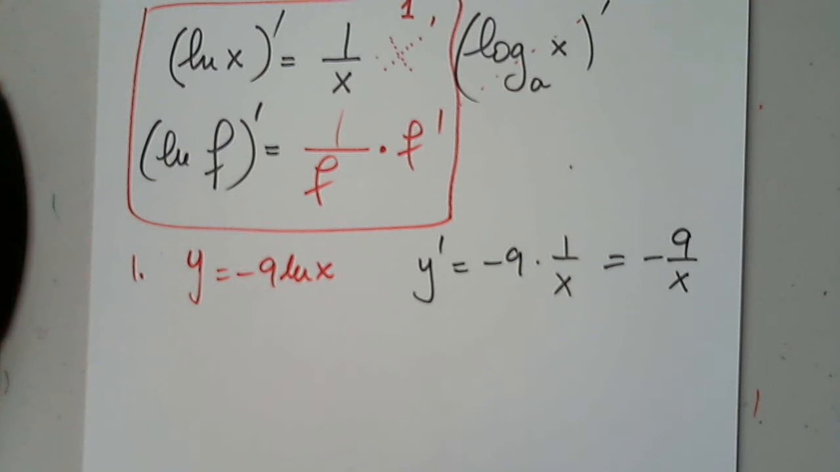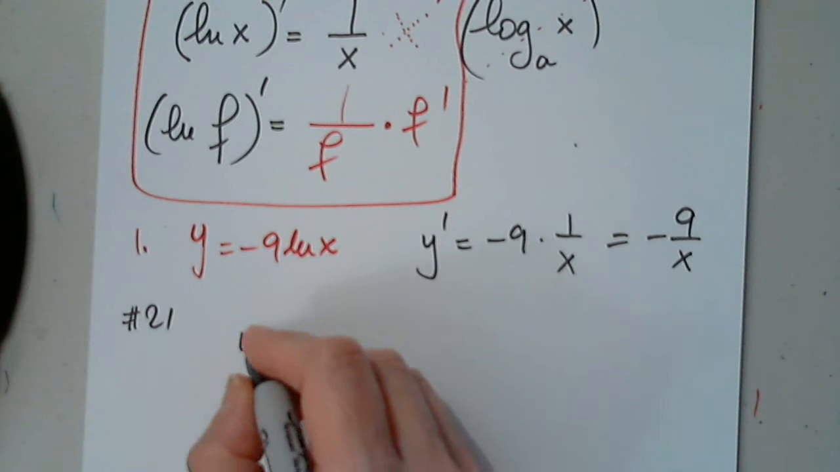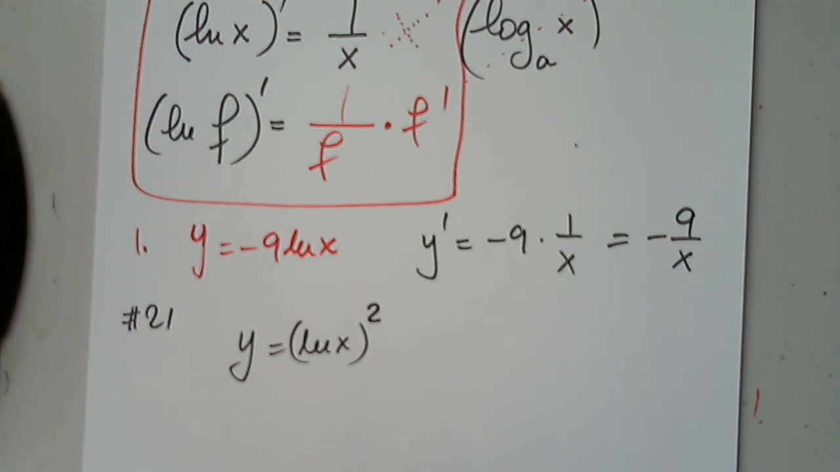Maybe like 21. Maybe. 21 it is? Is that what you said, 21? Yep. 21, let me copy it. Make sure I copy the correct. Okay, y equals natural log x, everything squared, at x equals 3. So, find the equation of the tangent line to the graph of this function at x equals 3.